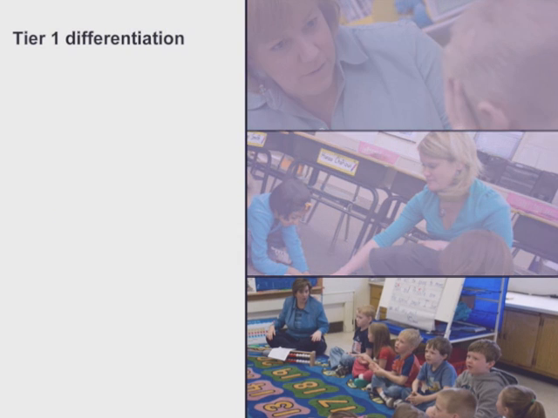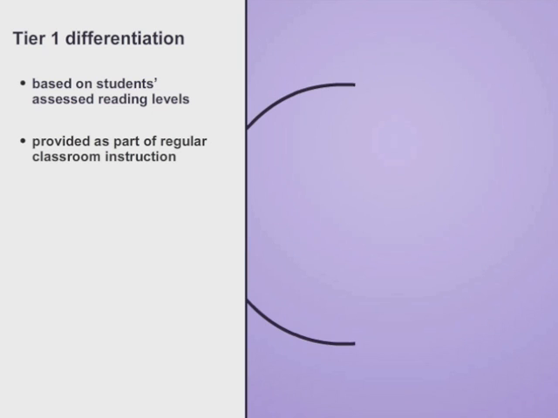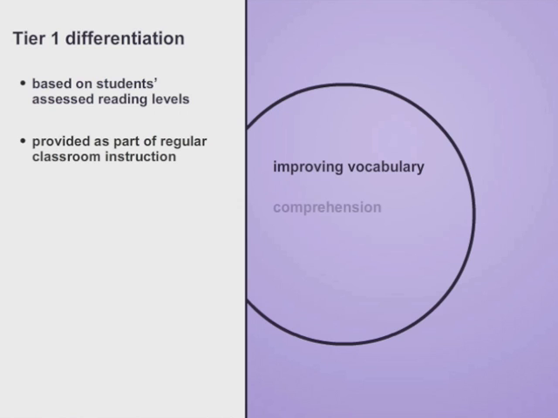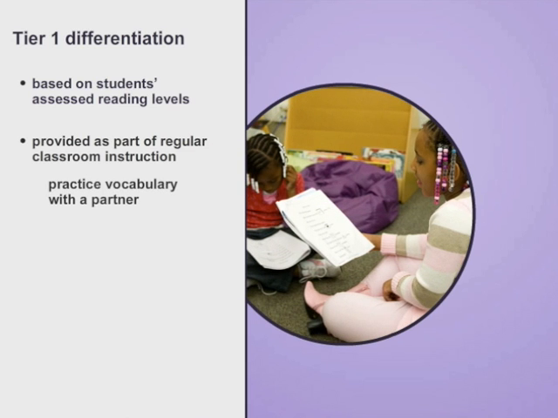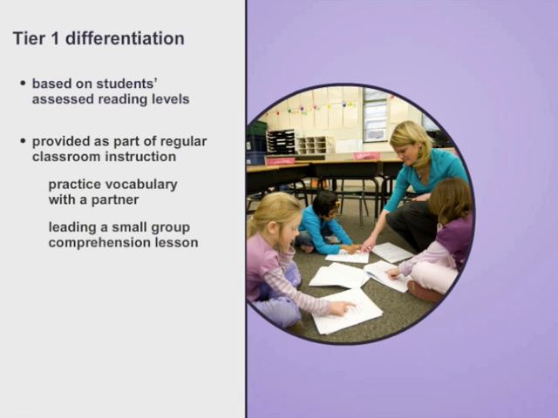In Tier 1, differentiated instruction is based on students' assessed reading levels and can be provided as part of regular classroom instruction. For example, if some students need help with improving vocabulary and others with comprehension, the classroom teacher might vary instruction during the reading block by asking students to practice vocabulary with a partner during independent work time, and leading a small group comprehension lesson on character traits and motivations for the characters in a story they are reading that week.